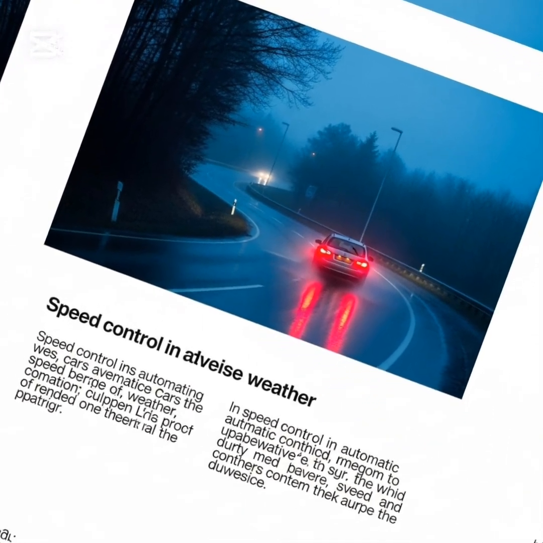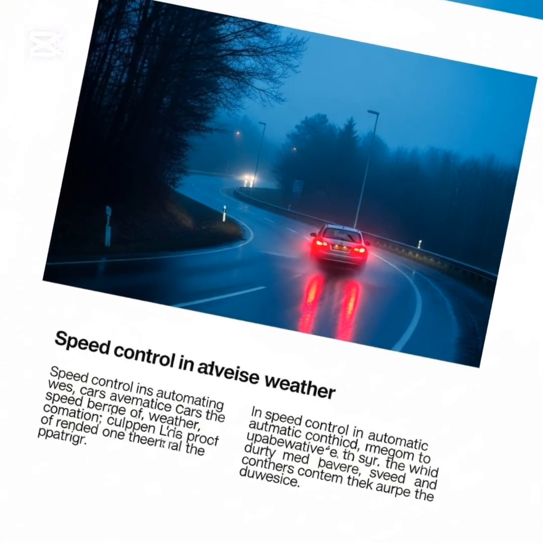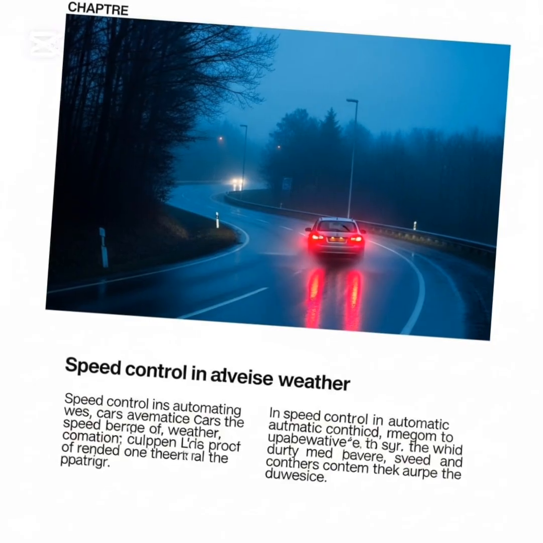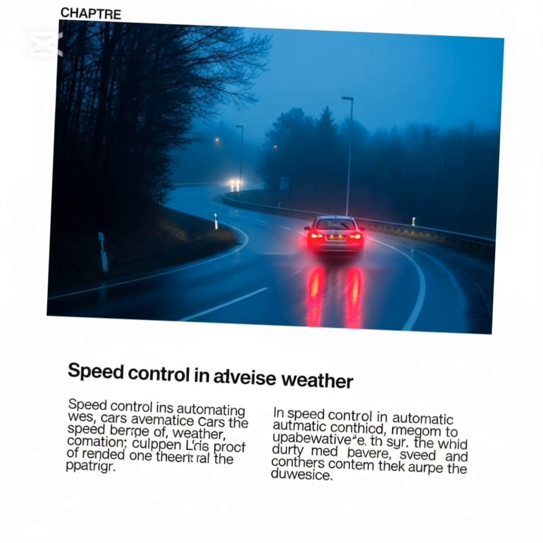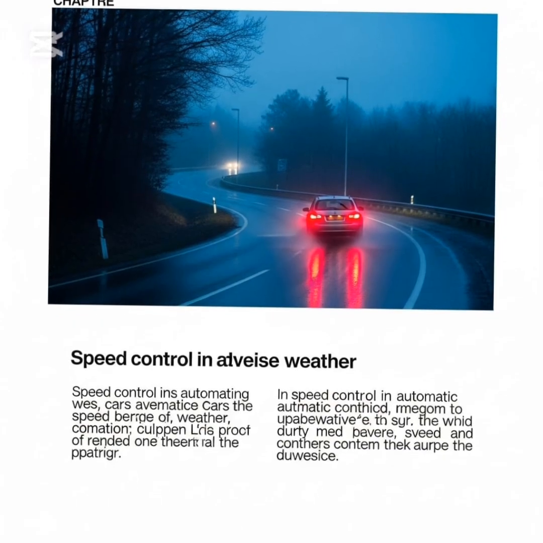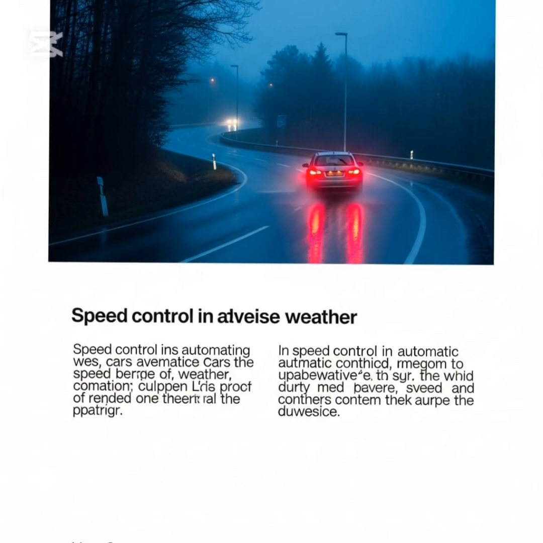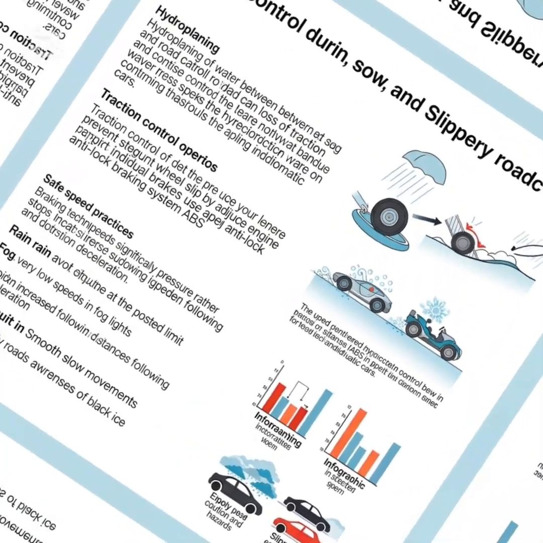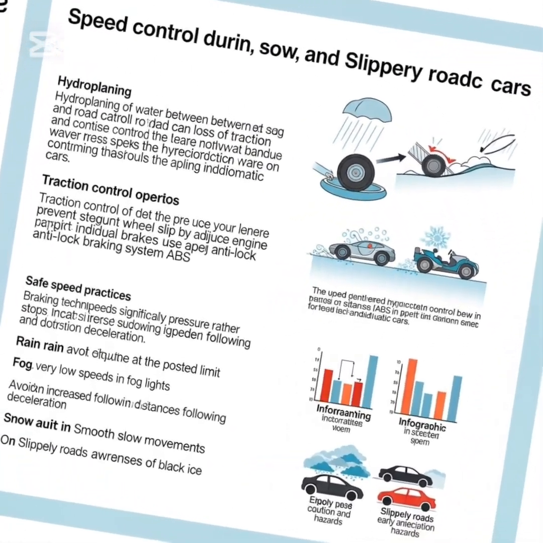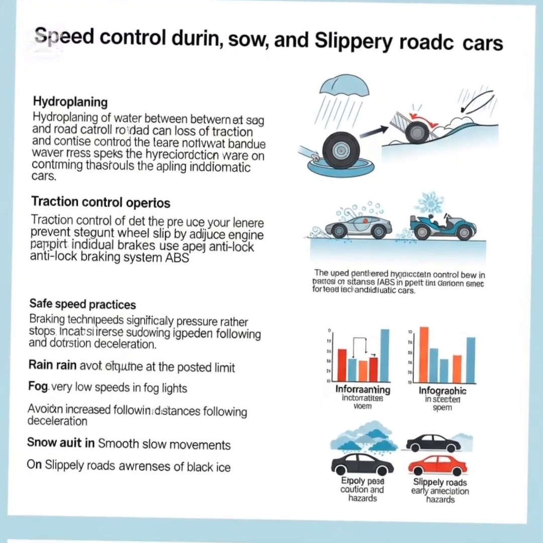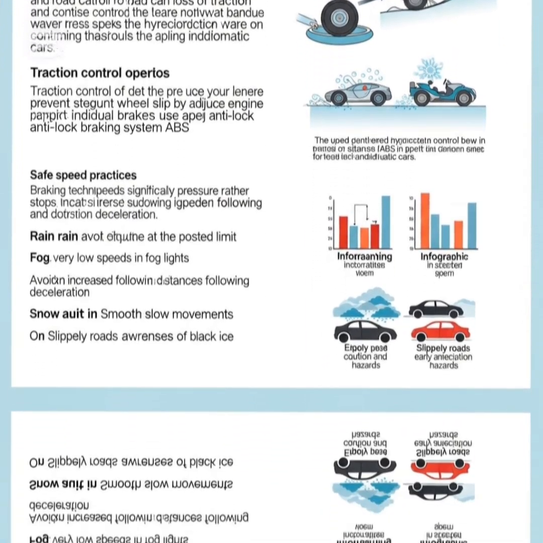Chapter 10. Speed control in rain and slippery conditions. Wet and slippery roads significantly affect speed control. Automatic cars can lose traction if speed is not adjusted properly. Important precautions include reducing speed early, avoiding sudden acceleration, gentle braking, using traction control systems. Hydroplaning can occur at high speeds on wet roads. Maintaining moderate speed and smooth control prevents loss of control. Modern stability systems assist drivers, but they cannot overcome reckless speed.